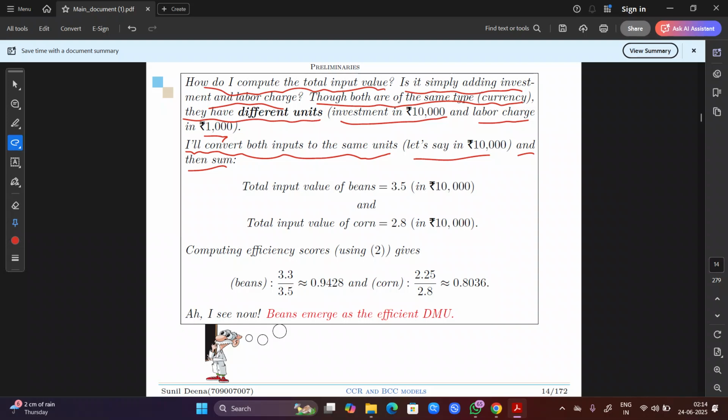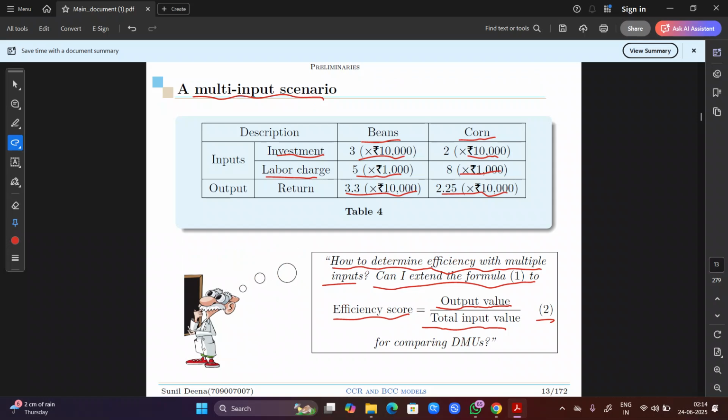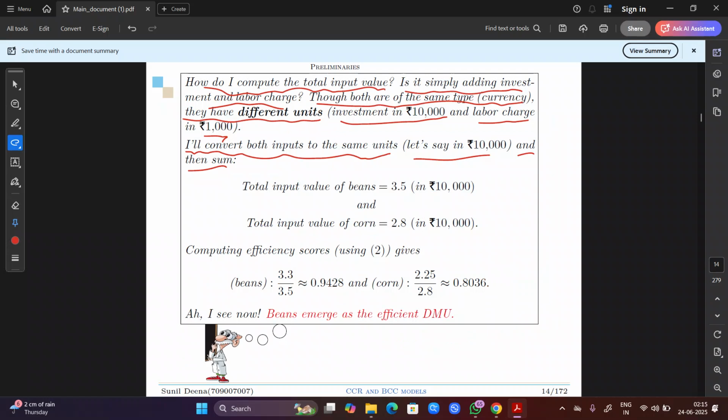So, previous slide, again I will explain, because 3 is in 10,000 and this is 5. If 5 is also in 10,000, I have to write 0.5 in 10,000, and 2 is already in 10,000 in the case of corn. And if I convert this 1000 into 10,000, it means 0.8 in the bracket 10,000. That is clearly written here. So the total input value for beans is 3.5 in 10,000 and the total input value for corn is 2.8 in 10,000. Now all the things are matching.